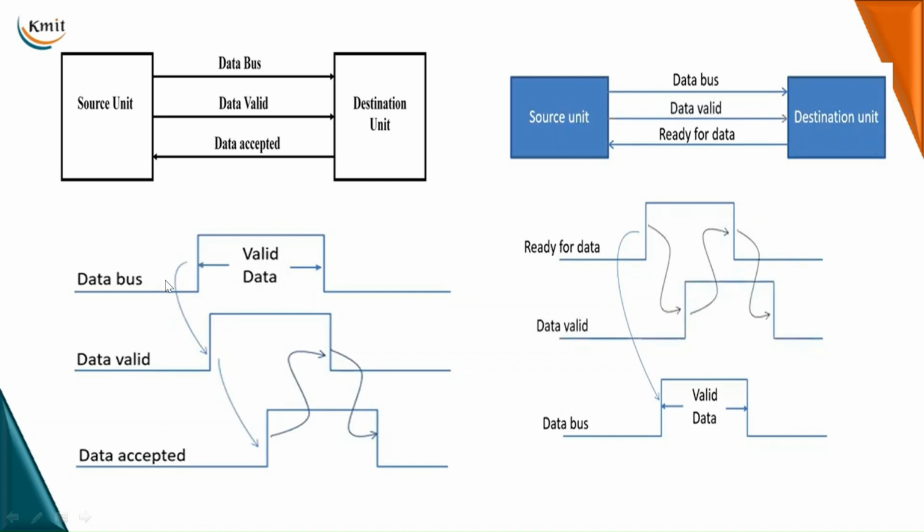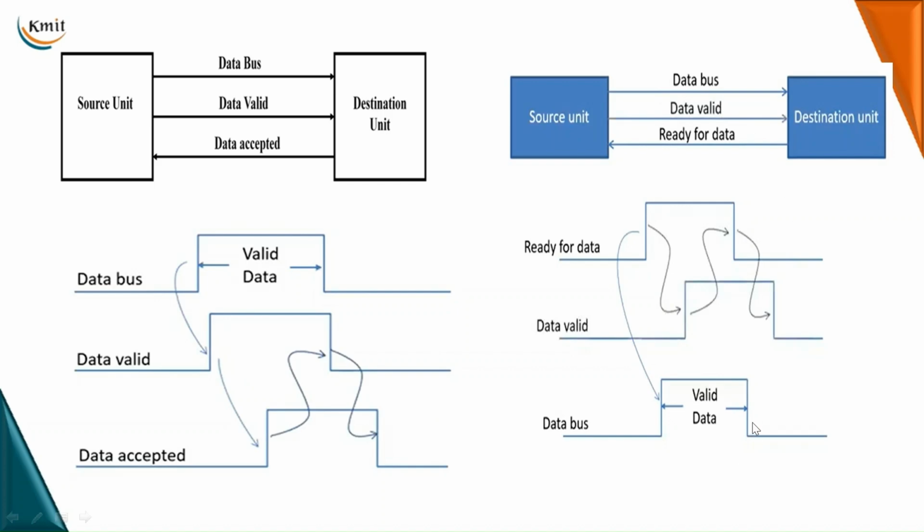So this is your data bus. It will place the valid data on the data bus, and then it will enable the data valid line. Whenever the data valid line is enabled, the data from the bus is taken by the receiver and it will enable the data accepted line. Whenever the source sees the data accepted line, it will disable the data valid signal. And whenever the destination unit sees the data valid signal disabled, it will also disable the data accepted line. So this is how the events take place.